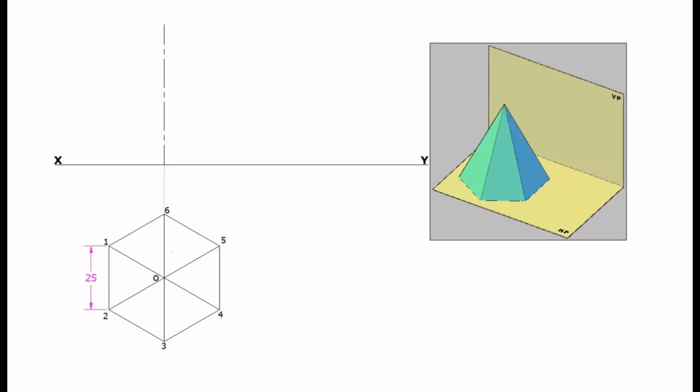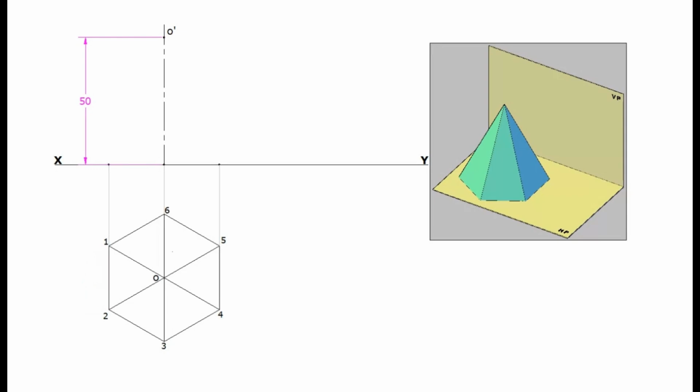This is the axis of elevation. From the XY line, mark the height of the pyramid, 50 mm, on this axis. This end point of the axis is the apex point O'. Now project all the base corners of the plan up to the XY line.